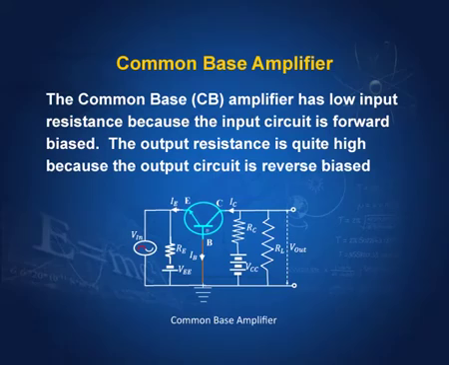Remember, this is reverse biased, therefore, the output resistance is quite high. This is reverse biased, this is forward biased, the emitter base is always forward biased. So, this has very little resistance, this has very high resistance, and the voltage gain is almost unity. There is not much in terms of voltage gain. However, input is low resistance, output is high resistance. Therefore, this amplifier can be used for matching impedances. For example, you have to transfer power from a device which has low resistance to a device which has high resistance.